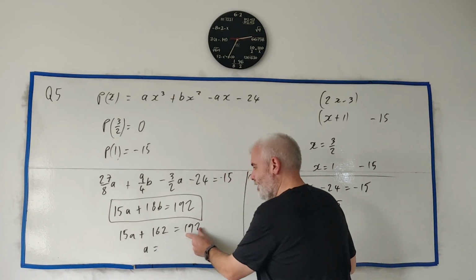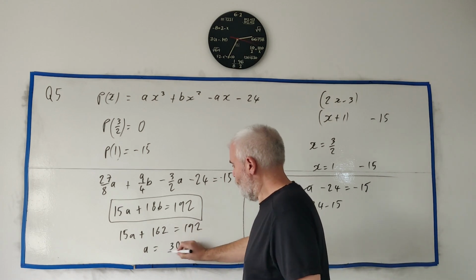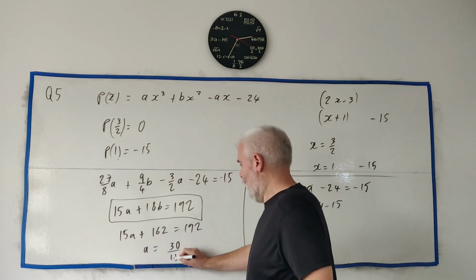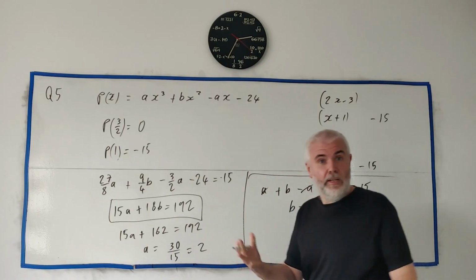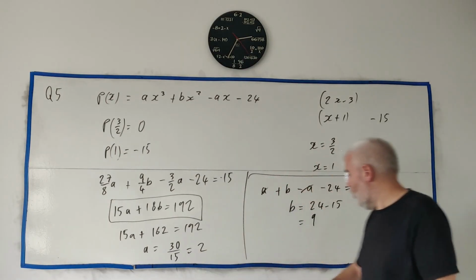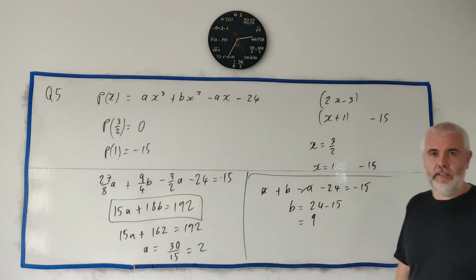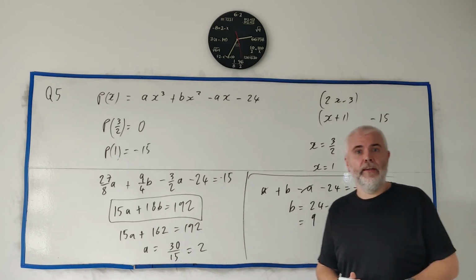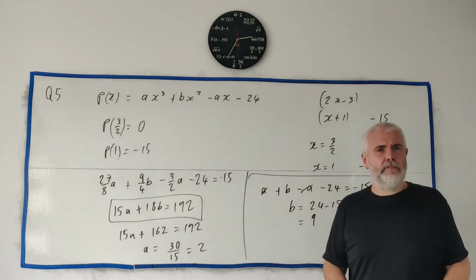A is equal to this minus this, which is 30, divided by 15, which is equal to 2. There are your two answers. A is equal to 2, and B is equal to 9. That's full marks for part A.